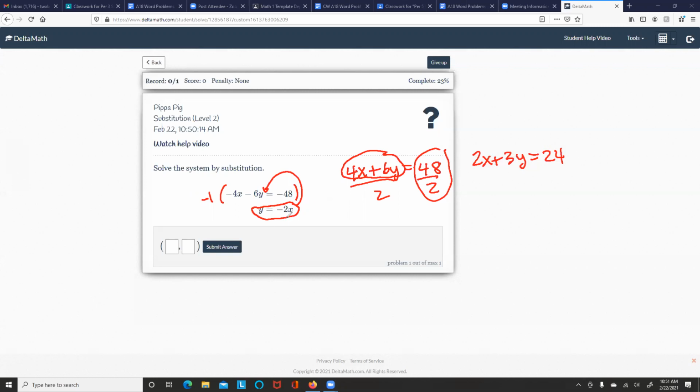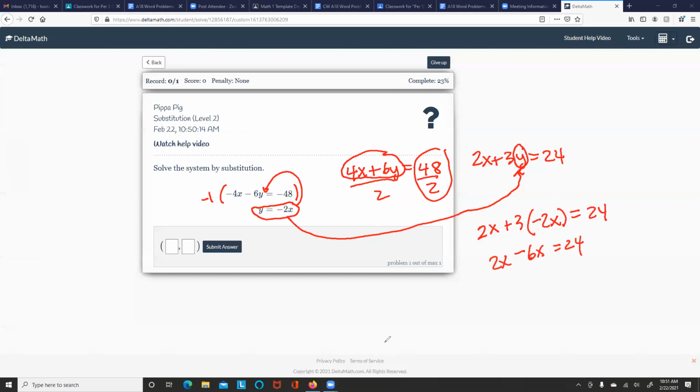Now I want to plug in y equals negative 2x in for y right here, right? Substitution. So this is what you would write on your paper: 2x plus 3 times negative 2x. The y is negative 2x. That's what it's equal to. That's why we call this substitution, equals 24. 3 times negative 2x is negative 6x. So 2x minus 6x equals 24.